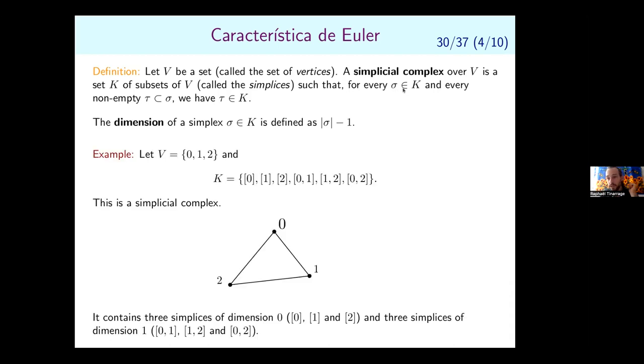Let me give you an example. The vertex set {0, 1, 2}. I define the simplicial complex K that is made of the singletons [0], [1], [2] and the pairs [0,1], [1,2], [0,2]. By convention, we use these square brackets and not curly brackets to denote simplices, but they are subsets. And so what is this? We can actually draw the simplicial complex. These singletons, we see them as points, vertices. So I have 0, 1, 2. And the pairs, we see them as edges: the pair 0,1, the pair 1,2, and the pair 0,2. So this simplicial complex encodes a triangle. By definition, the dimension of a simplicial complex is the highest dimension of its simplices, and the dimension of a simplex is its cardinality minus one. So here the dimension is one.